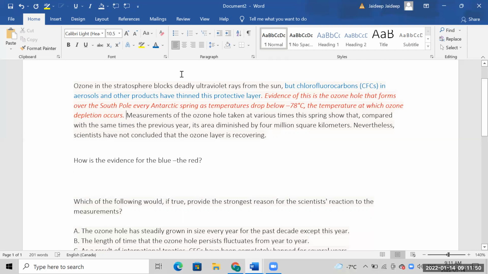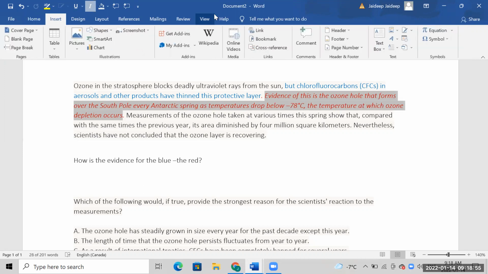Measurements of the ozone layer taken at various times. How is that every Antarctic spring if it falls below minus 78, the temperature at which ozone depletion occurs? I don't understand. You're telling me the evidence that CFCs and aerosols have thinned this layer is the ozone hole that forms every spring at the South Pole as temperatures drop below minus 78.